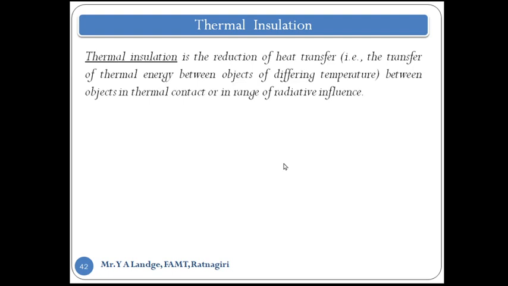Thermal insulation is the reduction of heat transfer, that is, the transfer of thermal energy between objects of differing temperature. So it is the reduction of heat transfer between objects in thermal contact or in a range of radiative influences. Here we put the insulation just to reduce the heat transfer rate. The insulation we put on the pipe, it might be on the tank or any reacting vessel. So we put all this to reduce the heat transfer from that object.